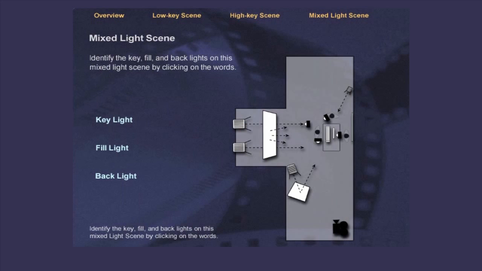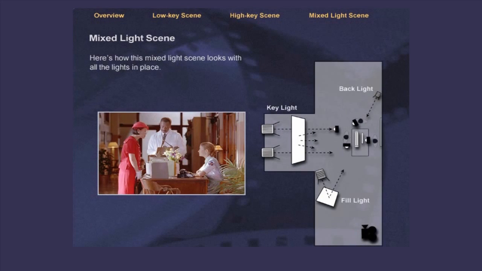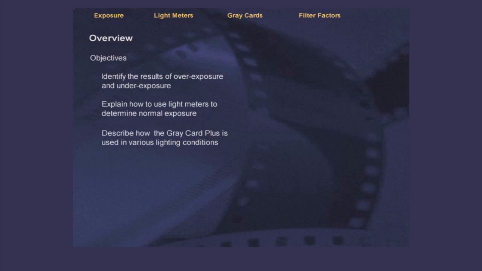Identify the key, fill, and backlights on this mixed light scene by clicking on the words. Here's how this mixed light scene looks with all the lights in place. Identify the results of overexposure and underexposure. Explain how to use light meters to determine normal exposure. Describe how the Gray Card Plus is used in various lighting conditions. And explain how to adjust exposure when filters are used on the camera lens.